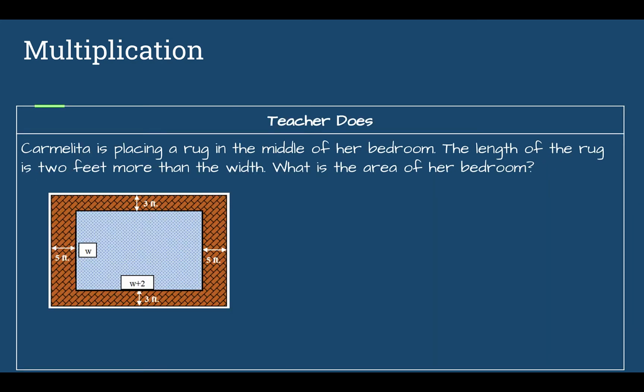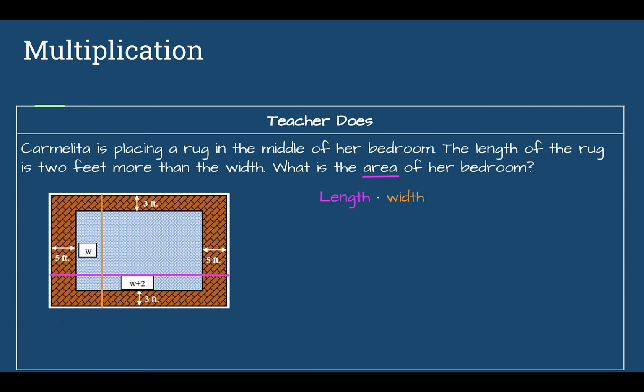Let's look at one last example of how polynomials can be used in finding the area. So Carmelita is placing a rug in the middle of her bedroom. The length of the rug is 2 feet more than the width. What is the area of her bedroom? So first we want the area, which means we need to multiply. So multiplying is length, which we'll say is sideways across the room, including the rug and where the rug is not. And then the width going up and down, again, including where the rug is and is not.